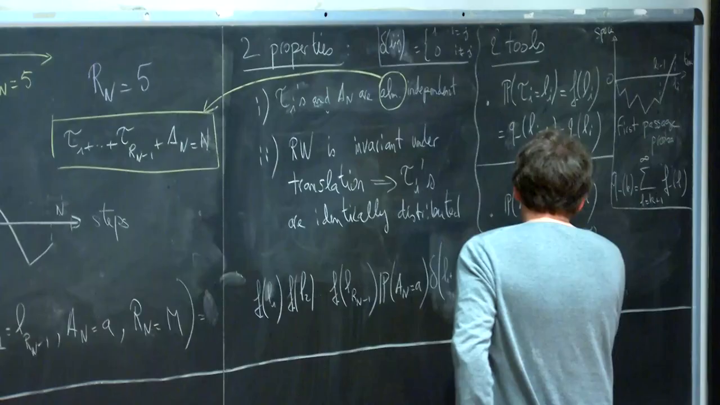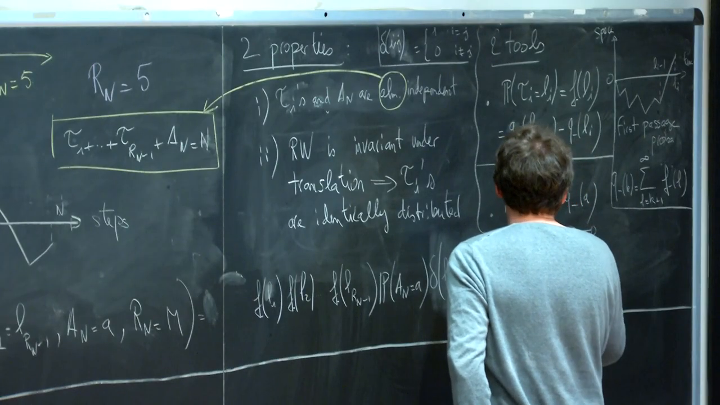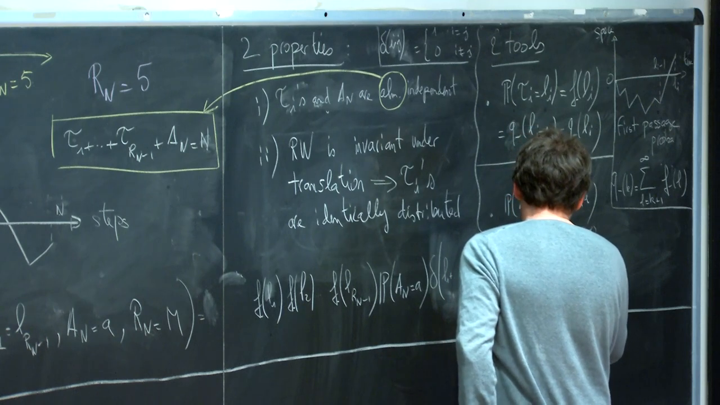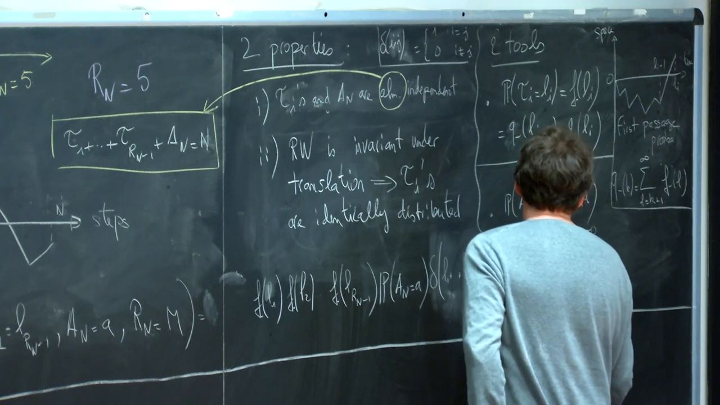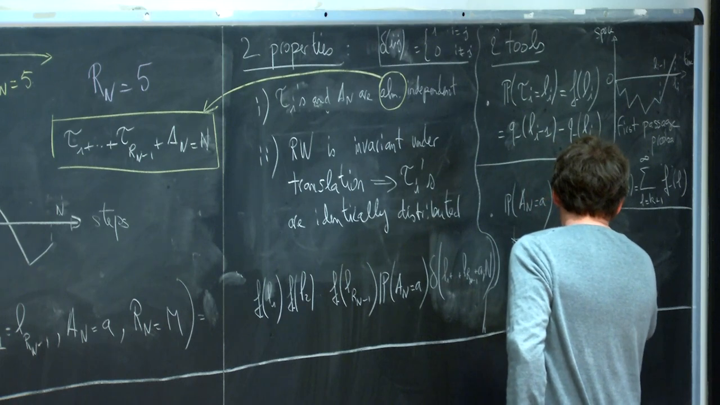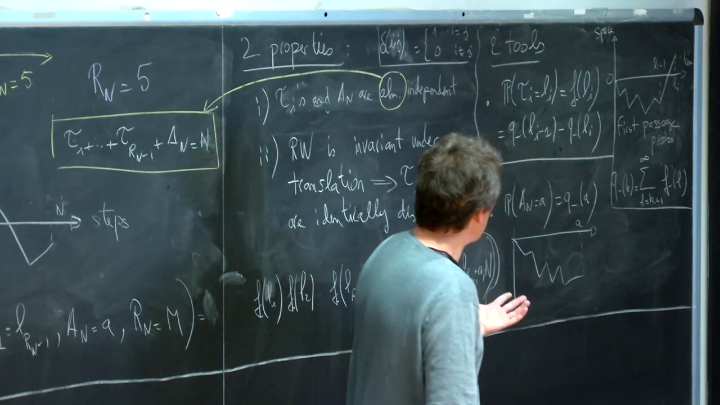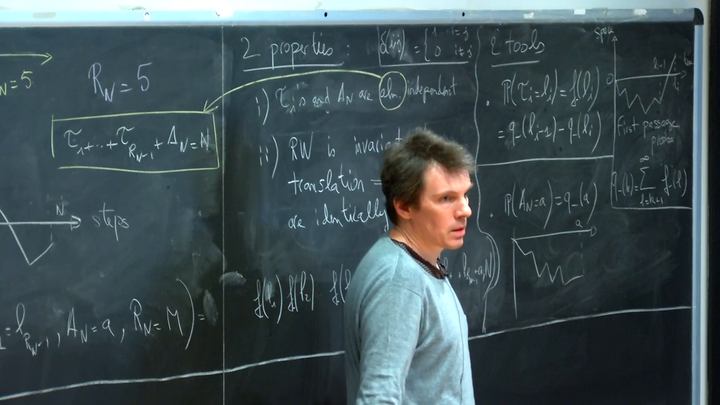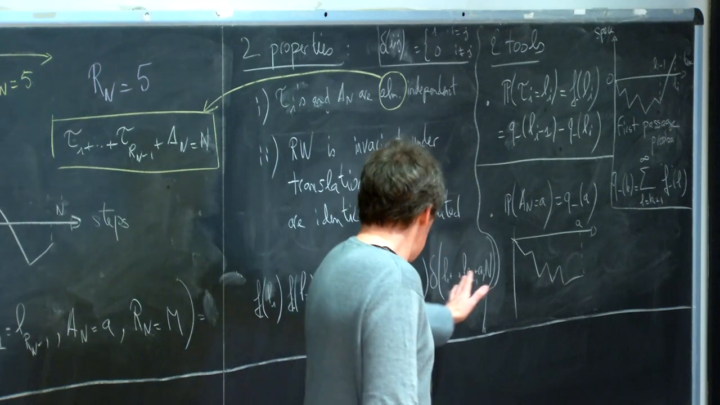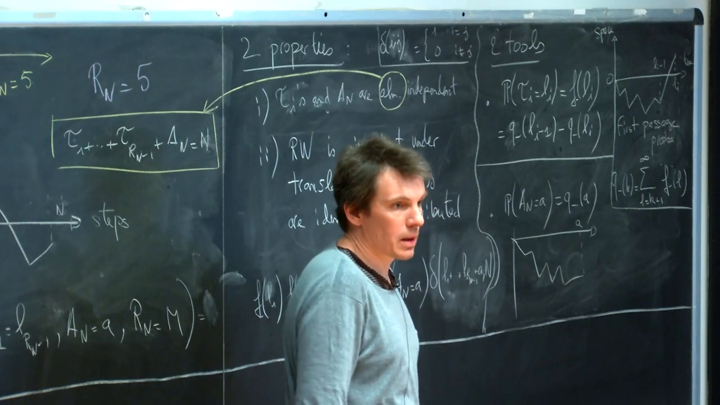And what it does here, the probability that the A_n is equal to A, is just that I have this kind of thing here, of step A. So I need to stay negative up to step A. It's very nice because essentially I know what it is.